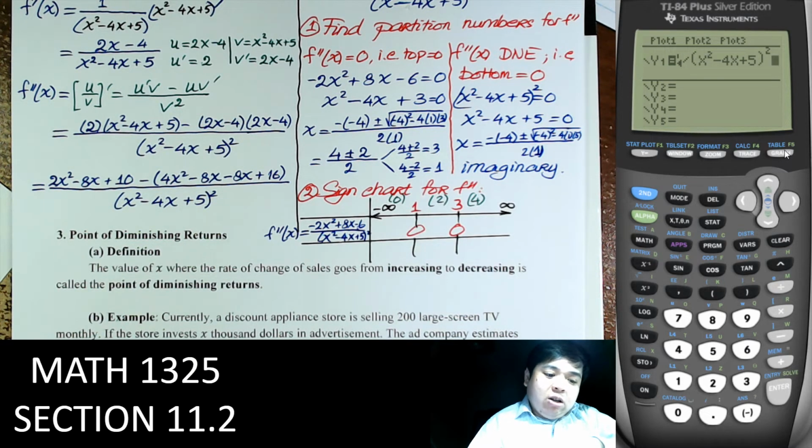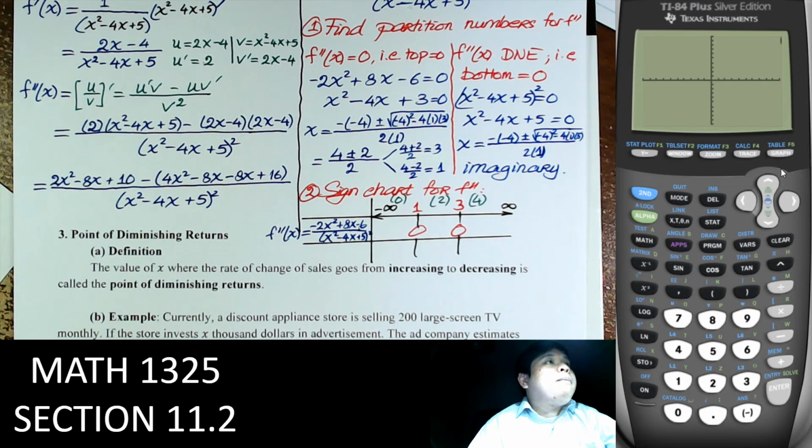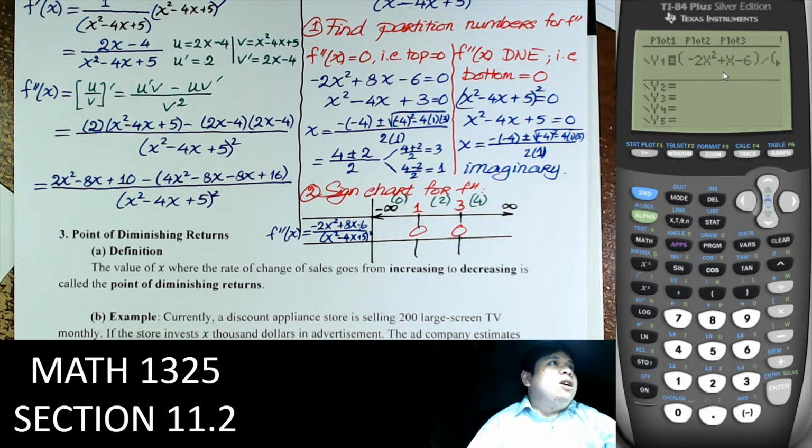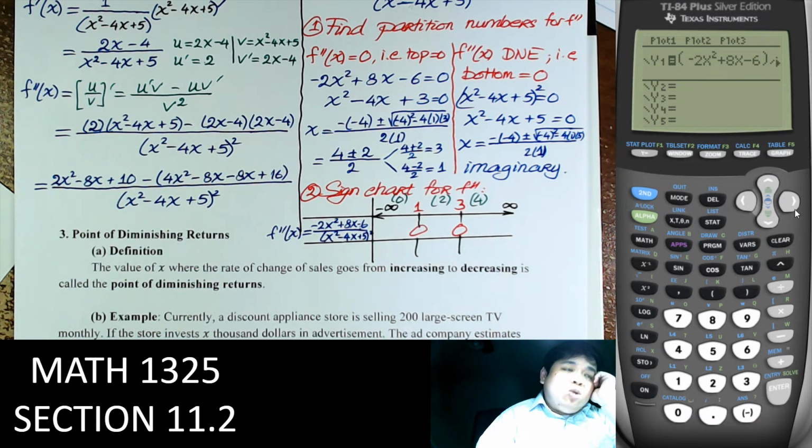Right, let's look at the graph. Sorry, we don't need to look at the graph. We need to look at the table. Make sure we enter it correctly. Second, delete to insert: negative 2x squared plus 8x minus 6 divided by x squared minus 4x plus 5 squared. Go to table.